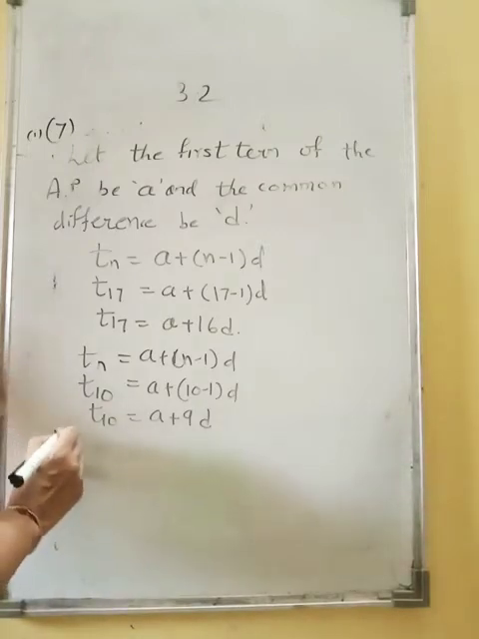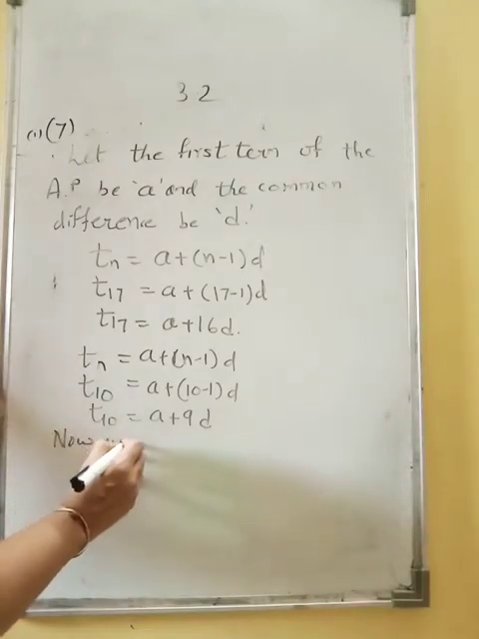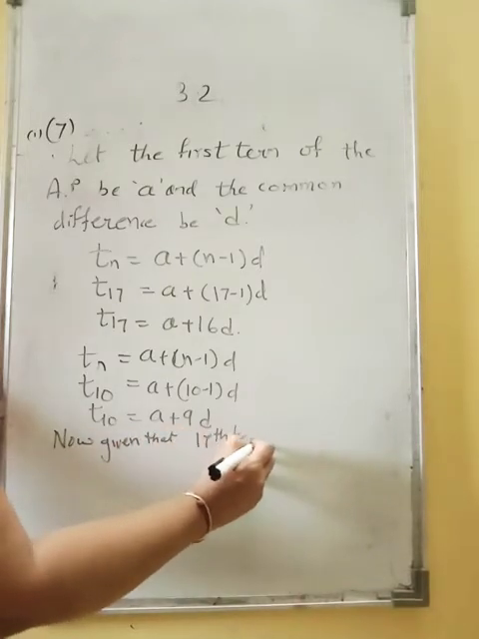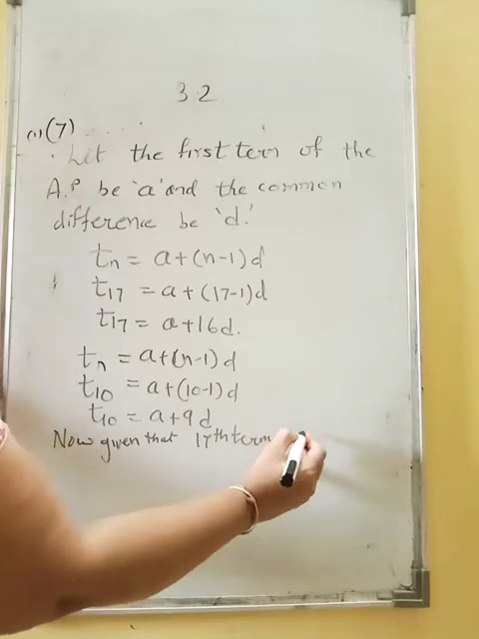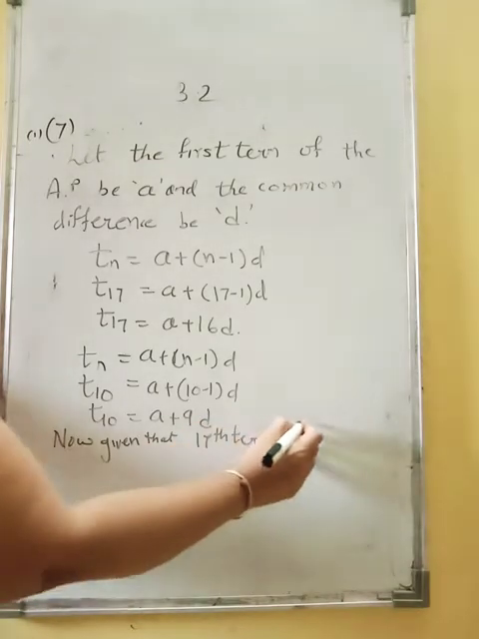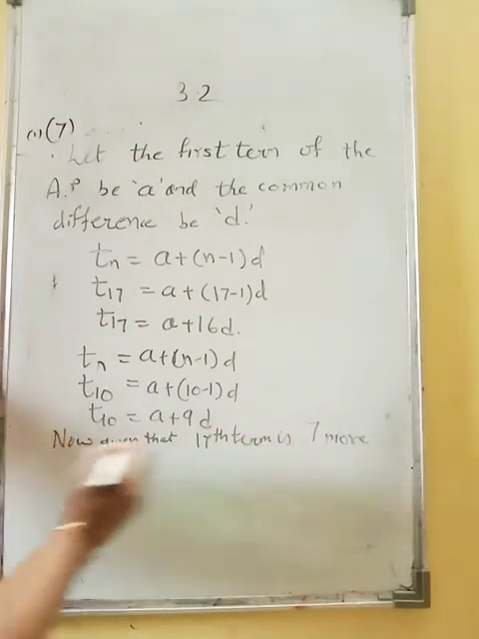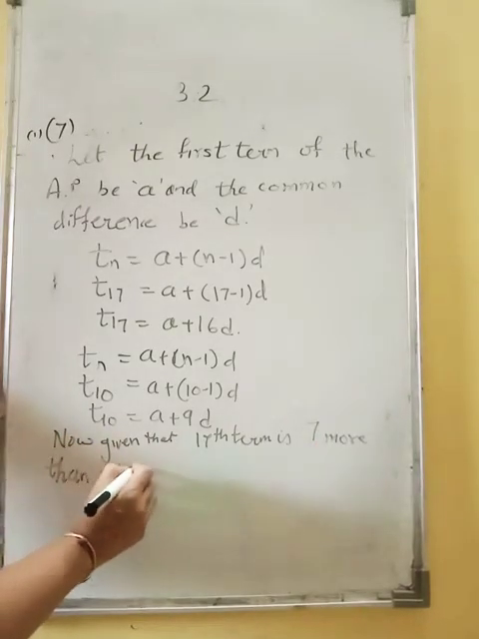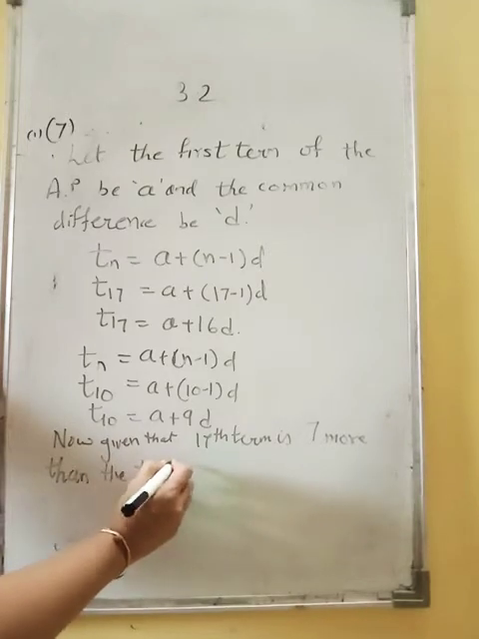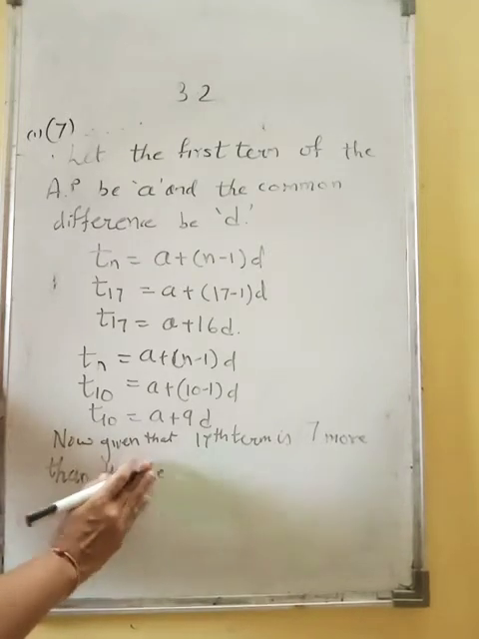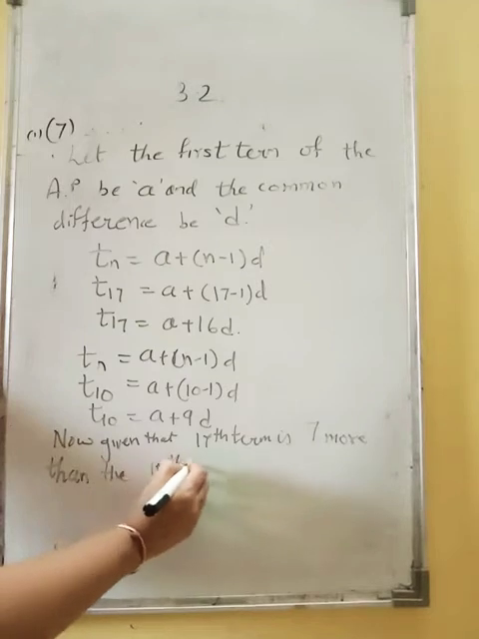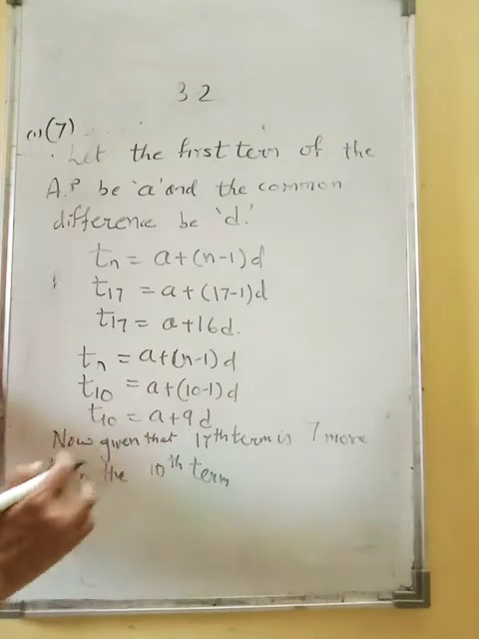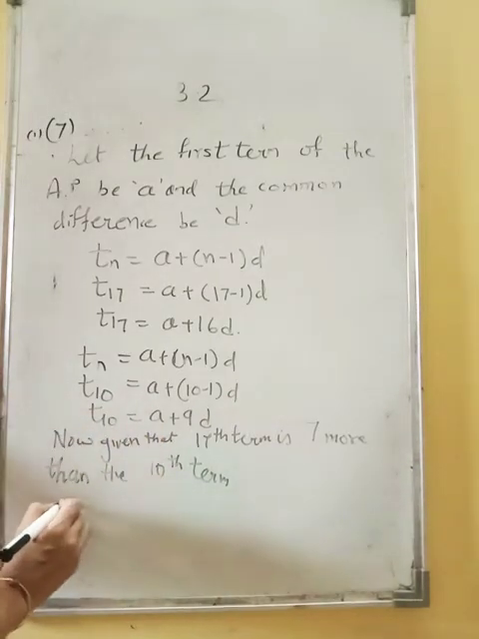So now, given that the 17th term is 7 more than the 10th term. So we know the 10th term, then I will add 7 to it. Correct.